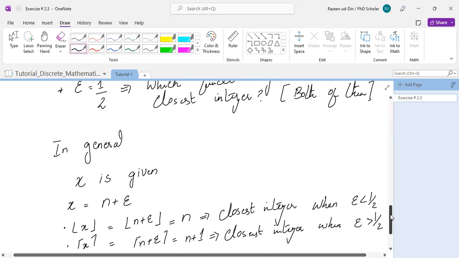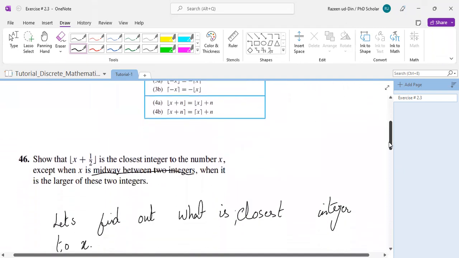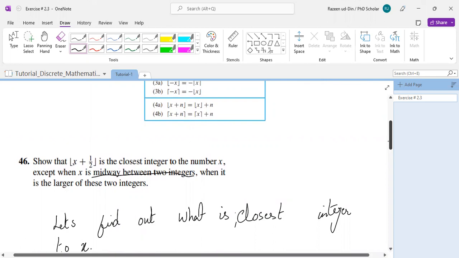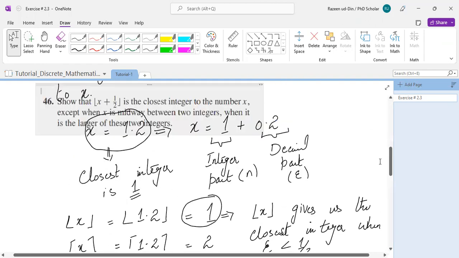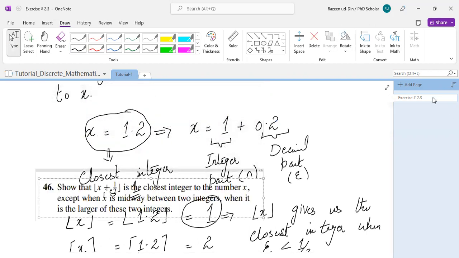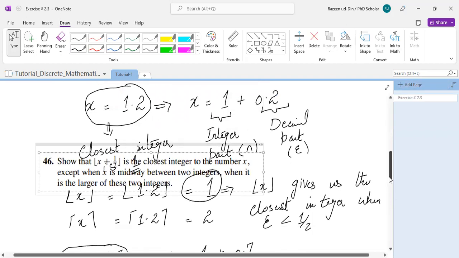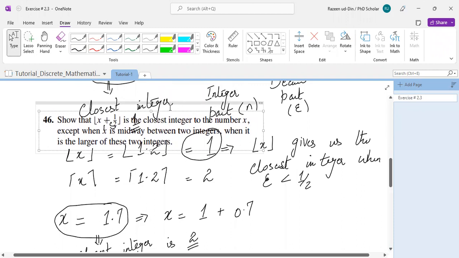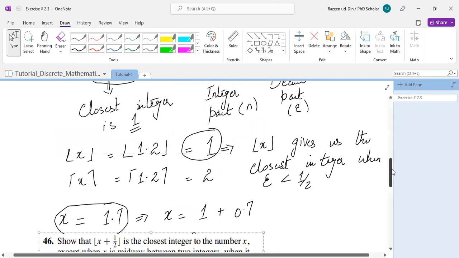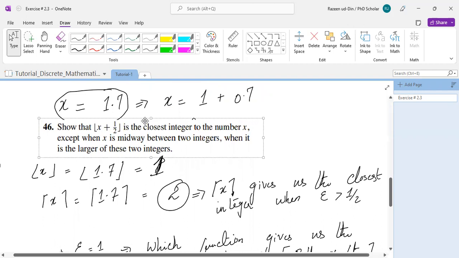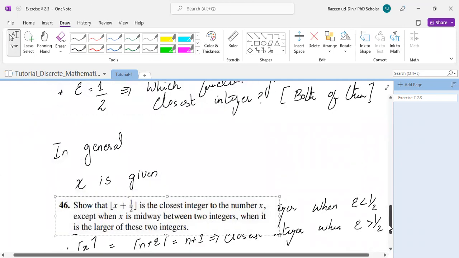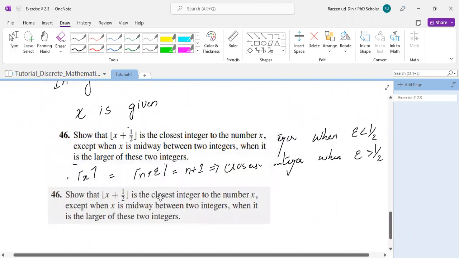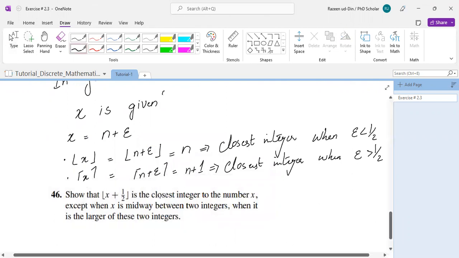Okay, so with these concepts in mind, let's proceed to question 46. Let's take this question to the next page, and let's look at the bottom of the page. So here is the question.